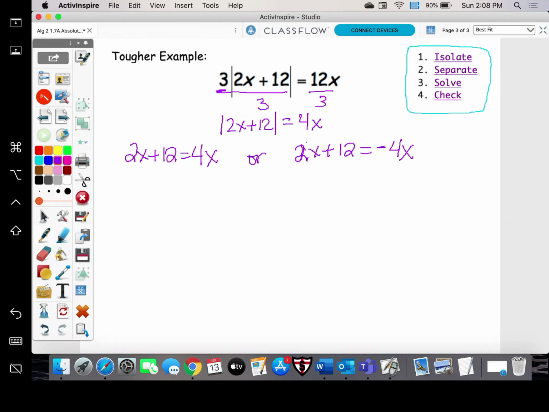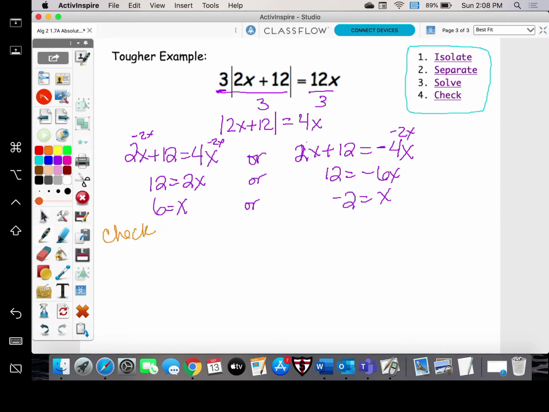Okay, solve each one. Now x's are on both sides of the equation, so I think I'm going to subtract this 2x from both sides. So 12 is equal to 2x, x equals 6. Here, 12, subtract the 2x over, negative 6x. Negative 2 is equal to x. Right? So, as we've been talking about, pretty important to just check our work pretty quick. So we want to go back to the original equation and check them in there. Always plug into the original to check.